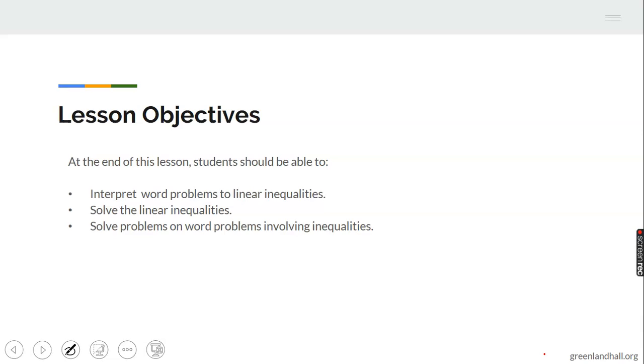Now, what do we have for today? Our lesson objectives are, at the end of this lesson, you must be able to interpret word problems into linear inequalities. You must be able to solve the linear inequalities that are involved. Then you must be able to solve word problems involving inequalities. So the first is to interpret the problem into linear inequality form, solve it, then we solve some other examples on it also.